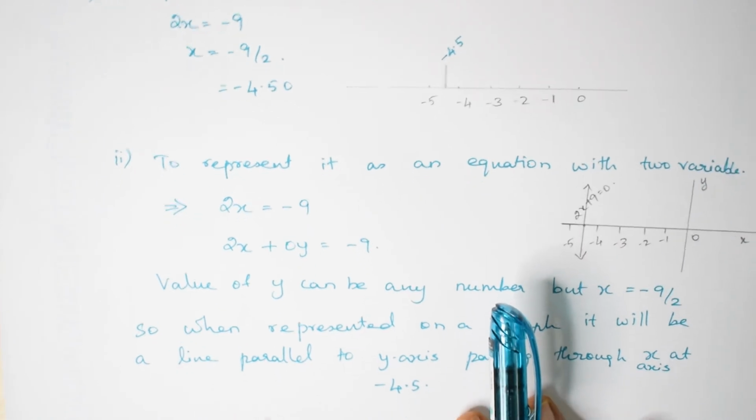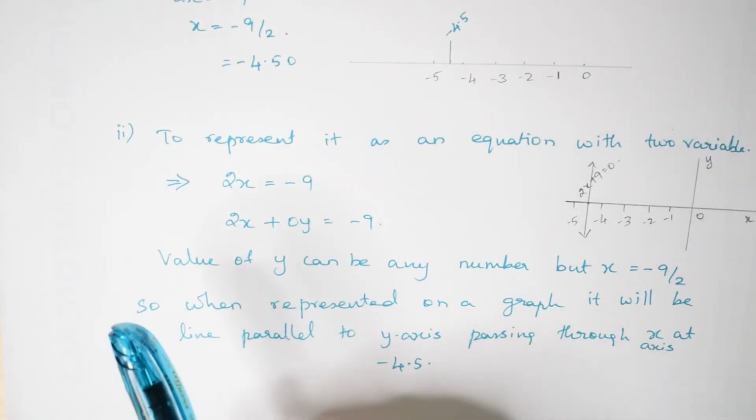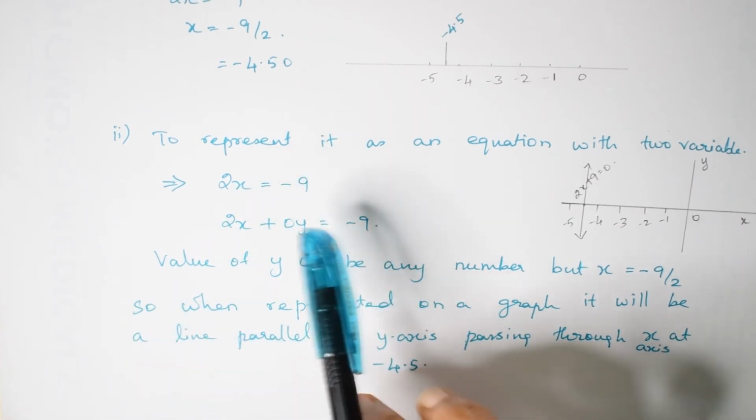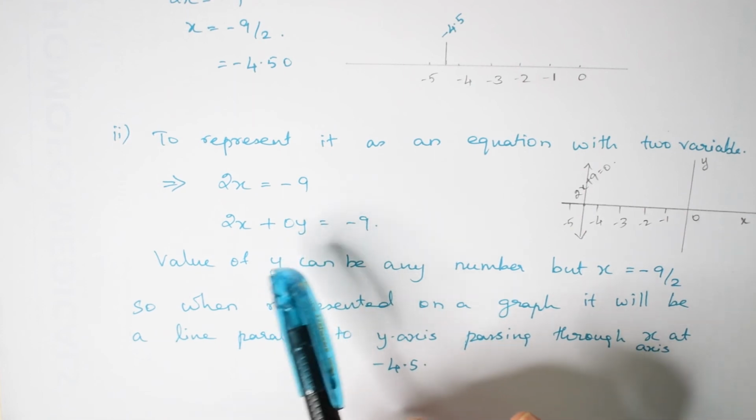Then, to represent it with two variables, we will be showing it as a graph. But in the equation there is no y coordinate. So I am introducing a y coordinate as 0y.